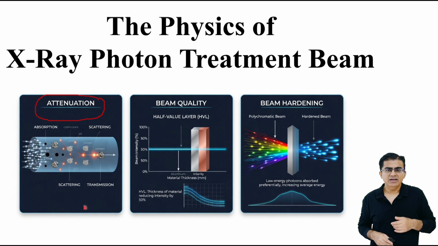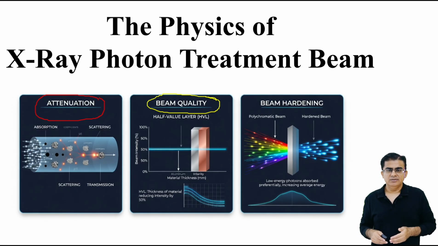Next, we moved to the very practical concept of beam quality. We learned how to mathematically measure the penetrating power of our beam using the half value layer. Please remember that HVL strictly halves the intensity of the beam, but it never halves the energy. Finally, we applied all this logic to understand beam hardening.